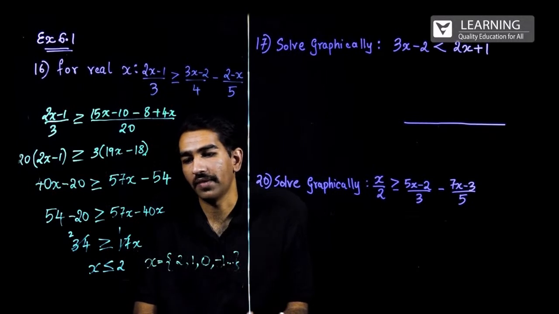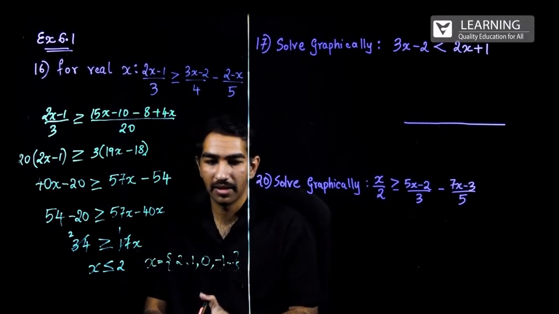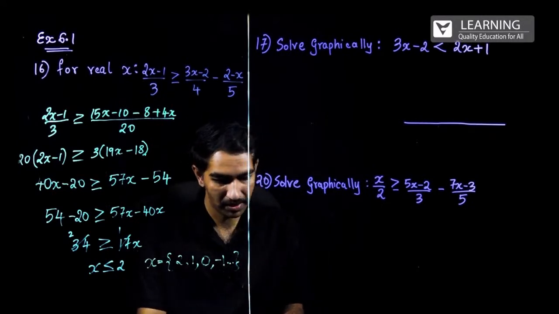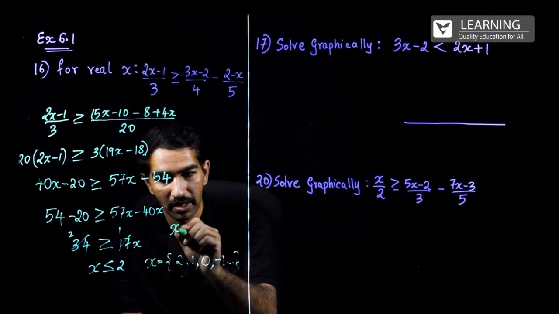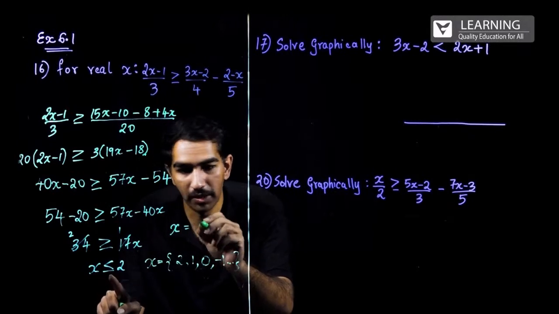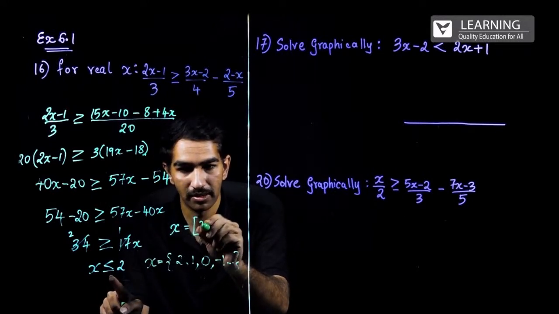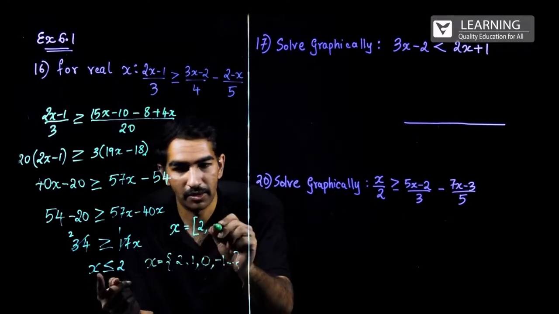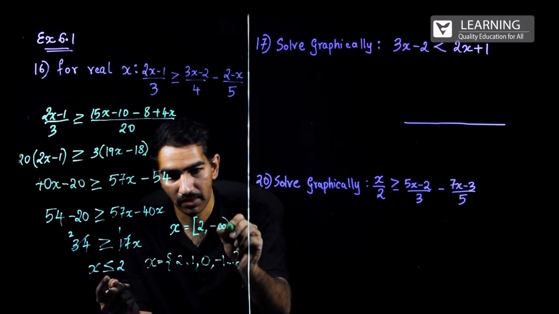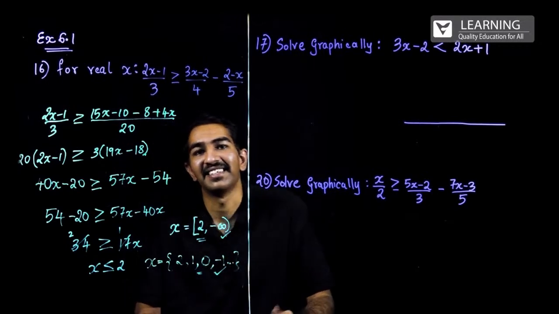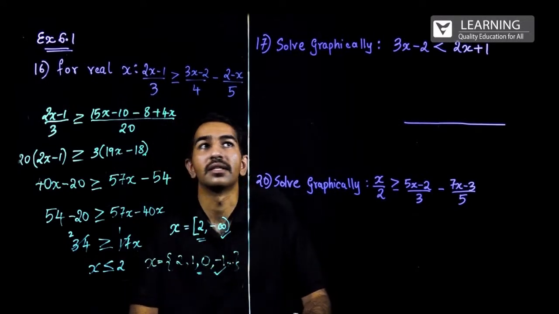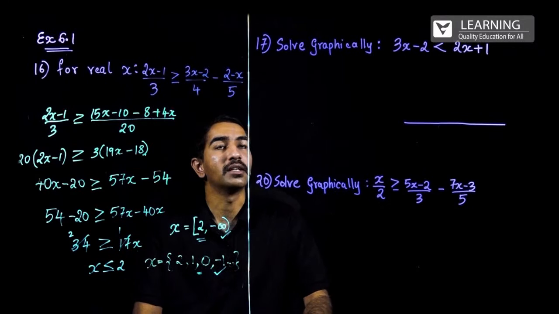So these are the values of x which will satisfy the given equation. And if you have to write them in the form of intervals, you can write x belongs to, we are including 2, so square bracket 2, and lesser than 2, until minus infinity, the curved bracket. This is also right. So this is question number 16, students. Now we'll move on to the next question, number 17.